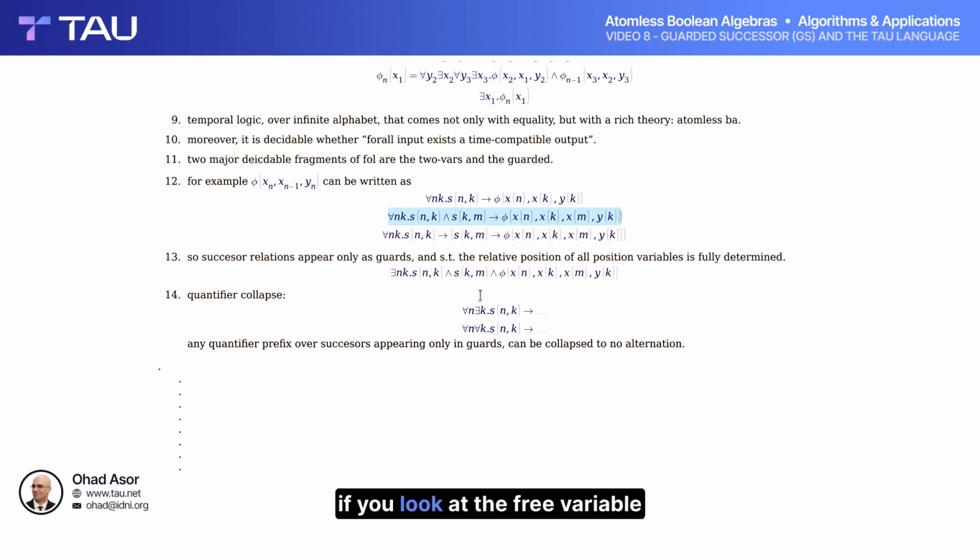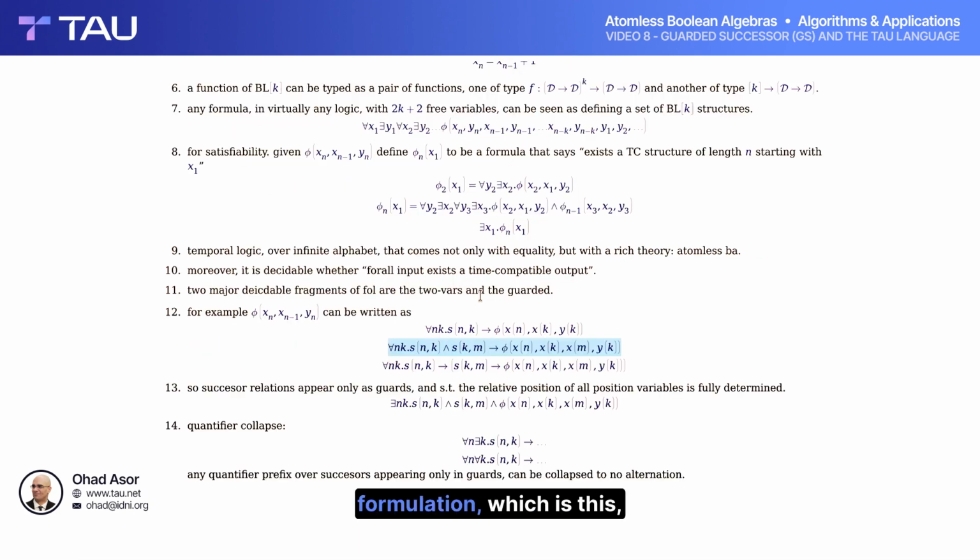Now, if you look at the free variable formulation, you can, of course, conjunct, disjunct, and negate formulas with free variables, but it is not the same as union, intersection, and complementation of the sets of time-compatible models that they define. It is the same only for conjunction, but it is not the same for disjunction and negation.